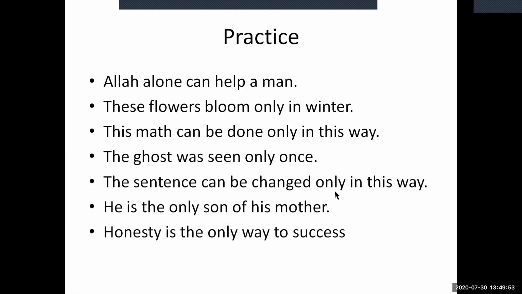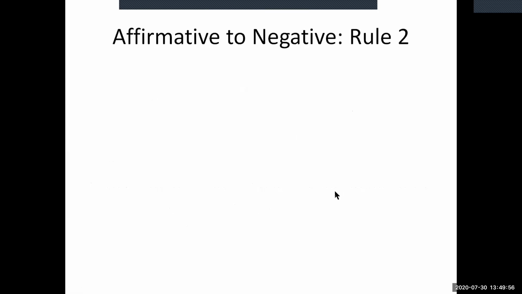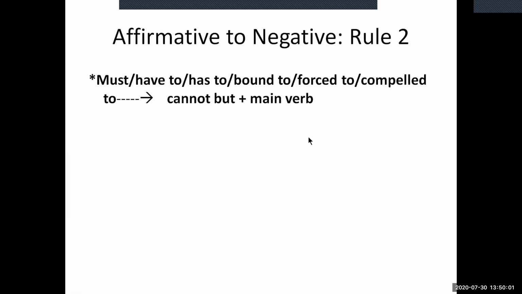And it's time to move on to the next rule, which is the second rule of changing from affirmative to negative. Rule 2 states that if there is must or have to or has to or is bound to or forced to or is compelled to, then we make the sentence negative by using cannot but plus main verb, or by using cannot help plus verb plus ing. So we can use either of the two to make a sentence negative if the sentence has the modal auxiliary verb must or some kind of similar words for the word must.